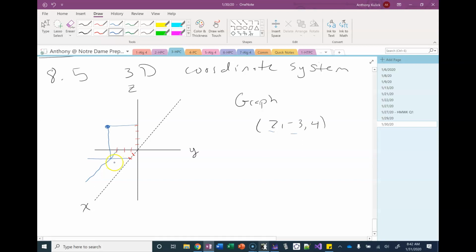Okay. So here, this side is my 2. This side is my -3, and that side is my 4. Is everybody okay there?